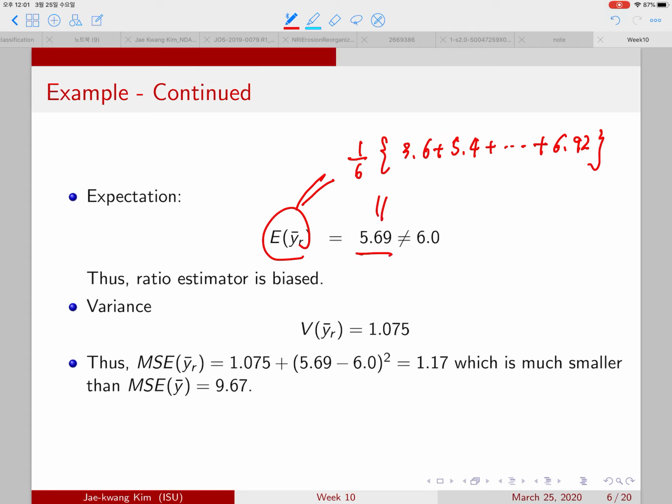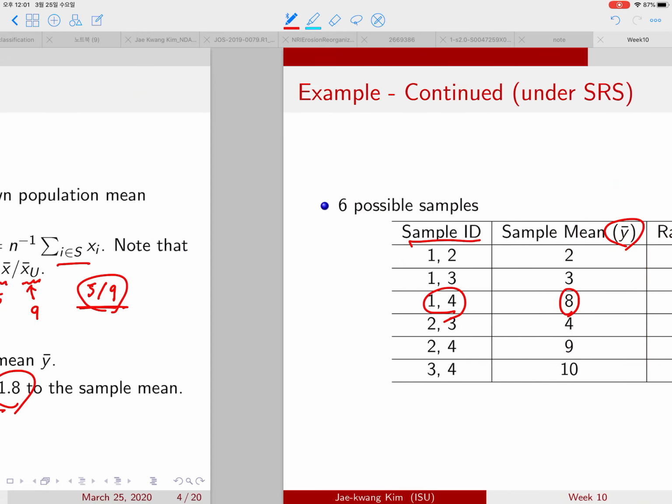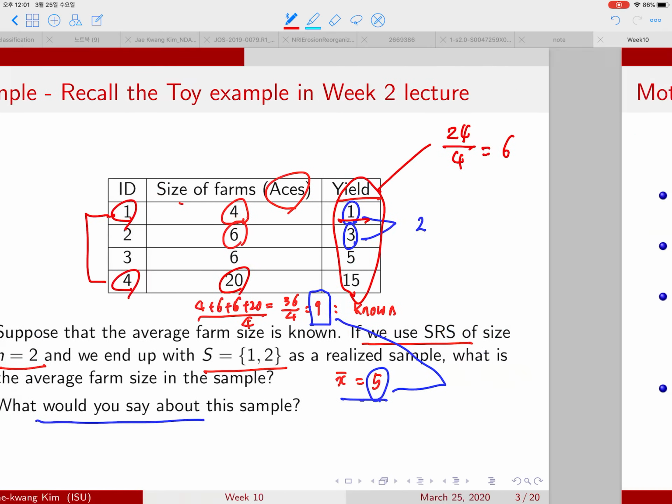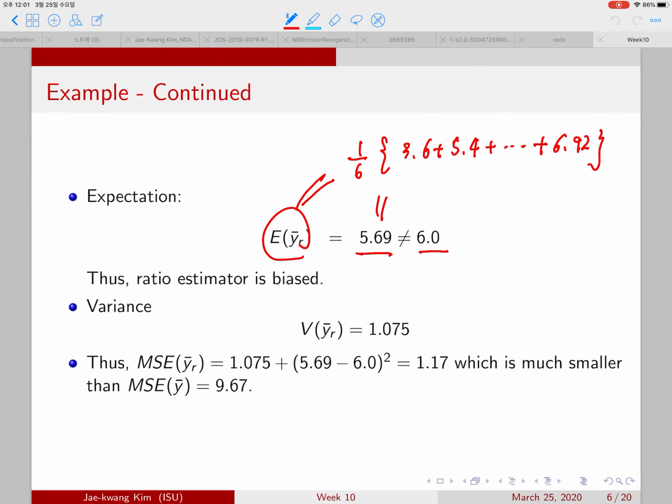Okay, that's interesting, because the population mean of y here is 24 divided by 4, which is 6. So the true mean is 6, but the expectation of the ratio estimator is not equal to 6, the true mean. So the ratio estimator is biased.